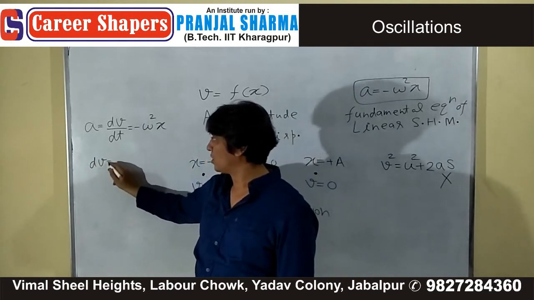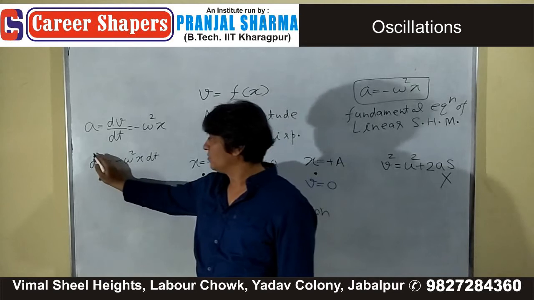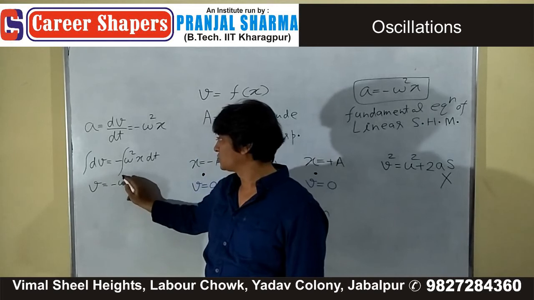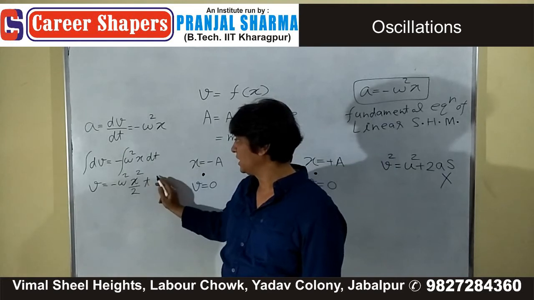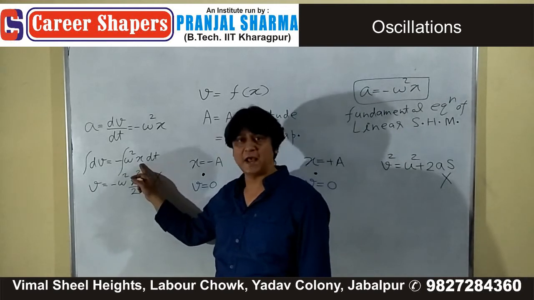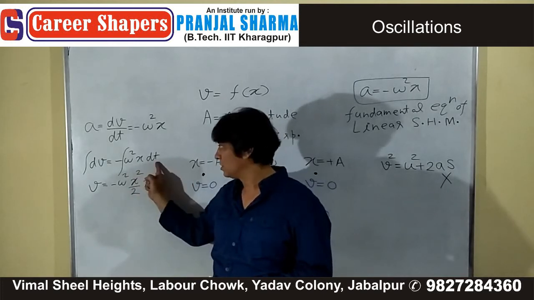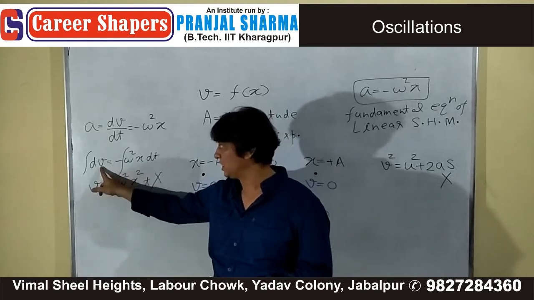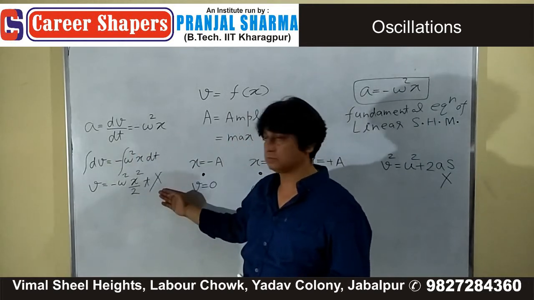Now, many times people go for this. They write dv equals minus omega square x dt. They go and integrate this thing. Integration of dv is v. Omega square, integration of x is x square by 2. Integration of dt is t. This is wrong. You cannot integrate it like this, because this is not x dx. Integration of x dx is x square by 2, but this is x dt. There are three variables v, x, t. At this stage, you cannot.